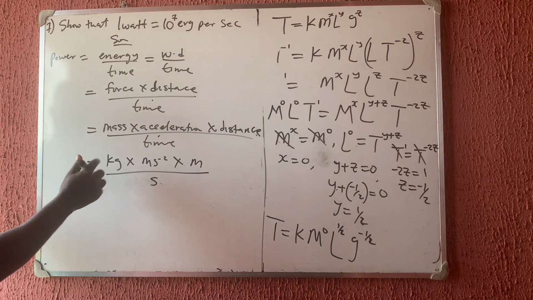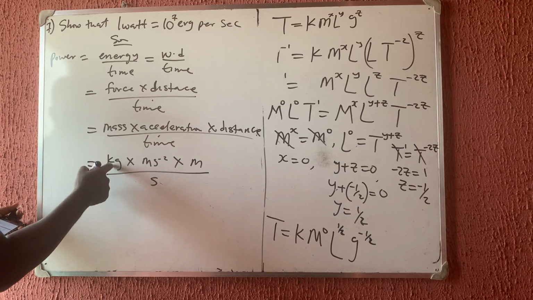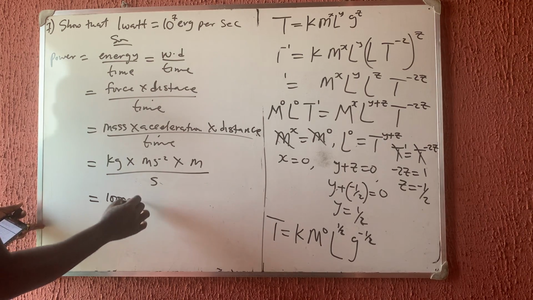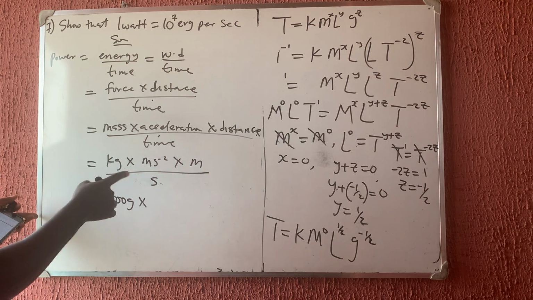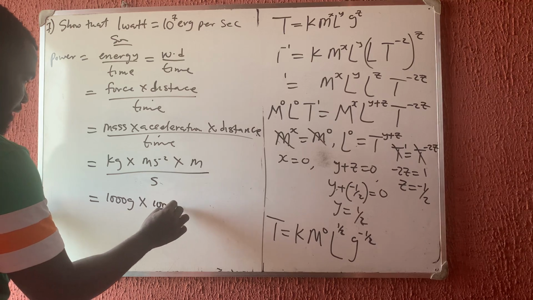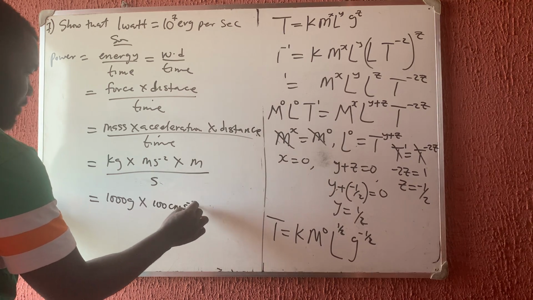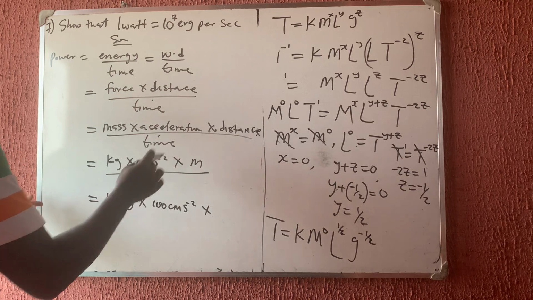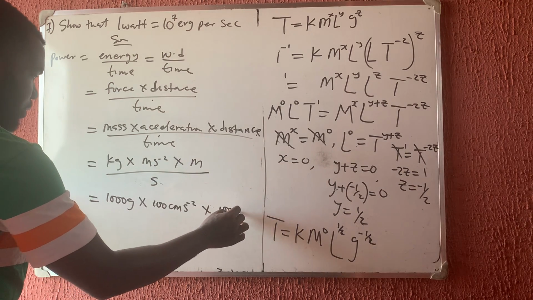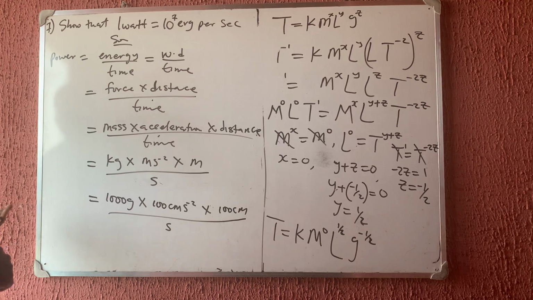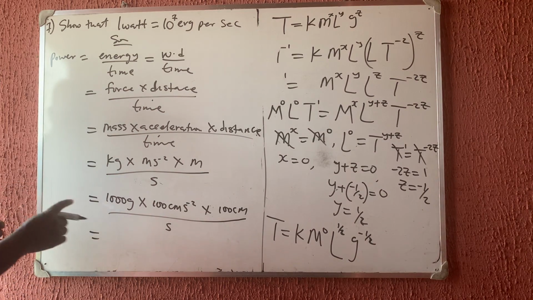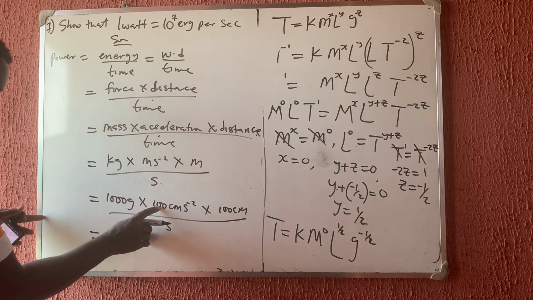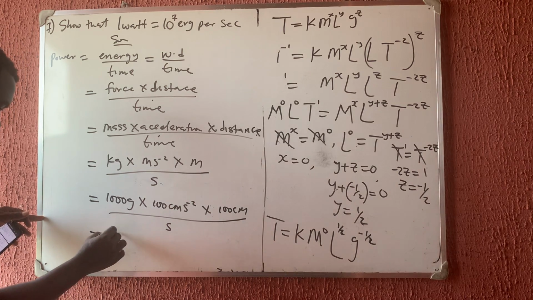Converting kilogram to gram is 1000. So this means 1000 gram times, now from meter to centimeter is 100. 100 centimeter will give you 1 meter. So I have 100 cm per second square, then times, converting this one again, 100 cm, all over your second. If you multiply everybody now, you are going to have how many zeros? 1 2 3 4 5 6 7. So I have 10 raised to power 7.